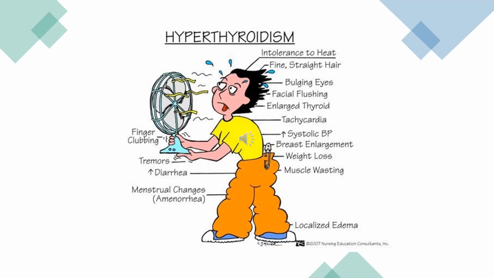Hyperthyroidism is one of those disorders where you have too much thyroid hormone. You have an intolerance to heat. You could have bulging eyes, facial flushing, finger clubbing, diarrhea, muscle wasting, increased blood pressure, and some edema. These are very common effects. These hyperthyroid people are not comfortable here in Phoenix because it's super hot. I have a good friend who has hyperthyroidism, and she had very pronounced eyes, and that was definitely a very common sign.